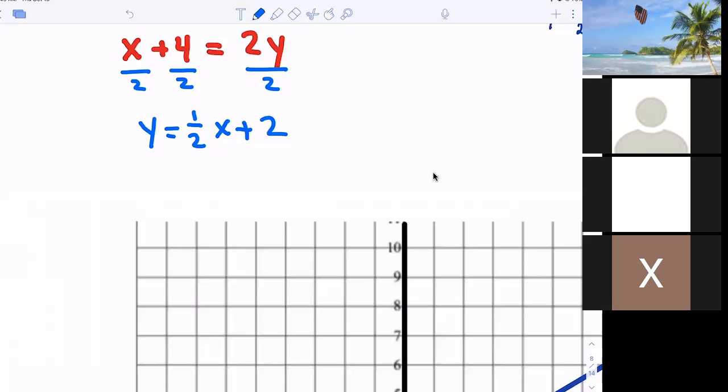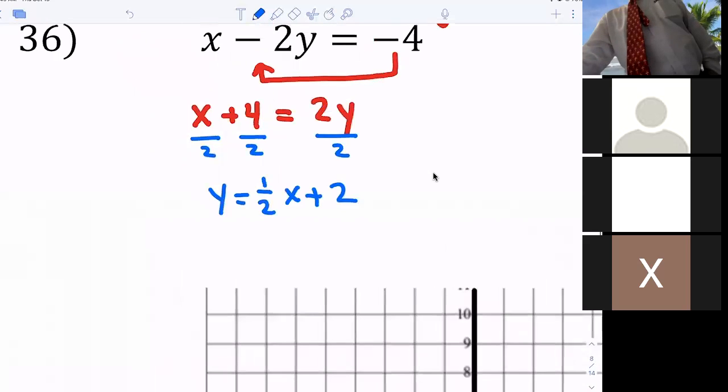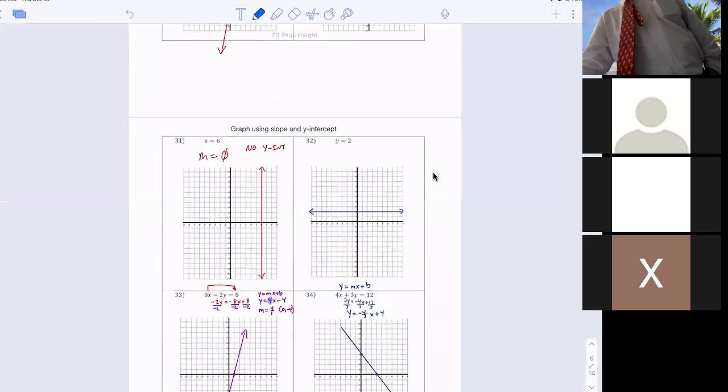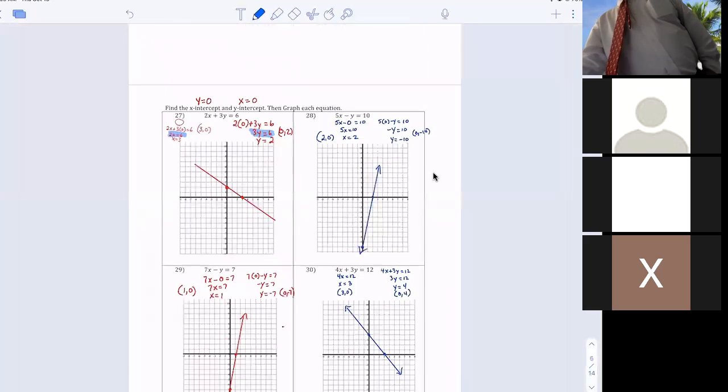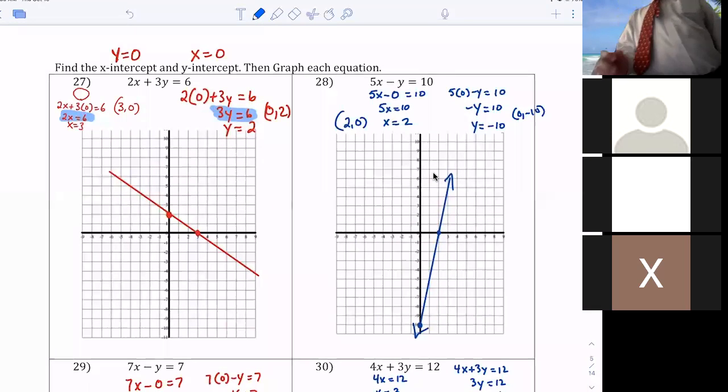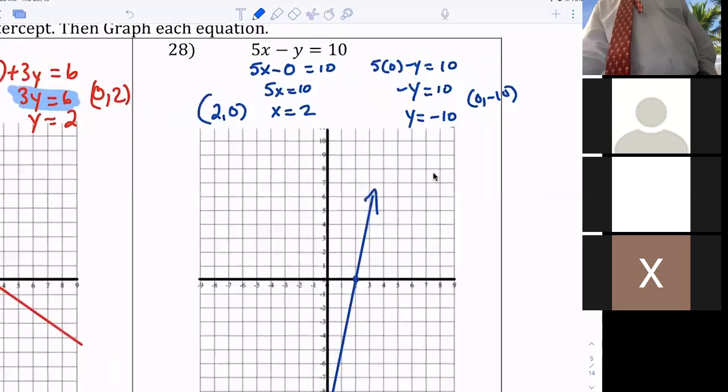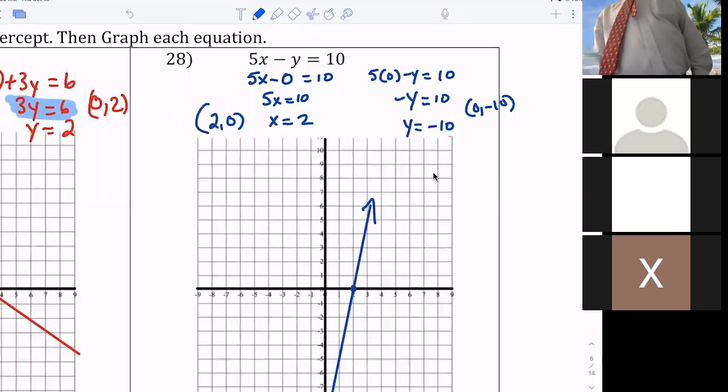All right. Someone else need me to do an even problem? Tell me, Lily. 28. So everybody look at 28 for a quick moment. Now for 28, we're going to use the x and y-intercept method. So the x-intercept is (2, 0), and the y-intercept is (0, negative 10). Is that good? All right, that's okay.